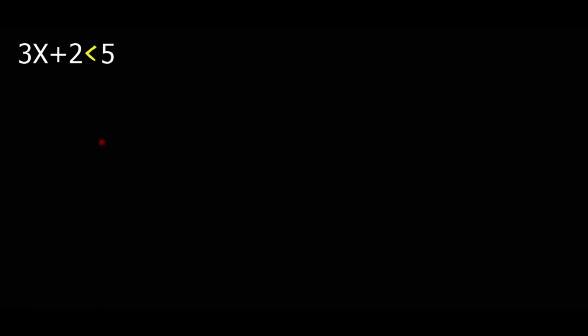And then the next one, 3x plus 2 is less than 5. We are going to do the same thing. We know that the first step is we want the variable on one side. So we take 2 to the other side and change the sign to negative. And then from here we have 3x is less than 5 minus 2, which is 3. And then from here we divide both sides by the coefficient of x.